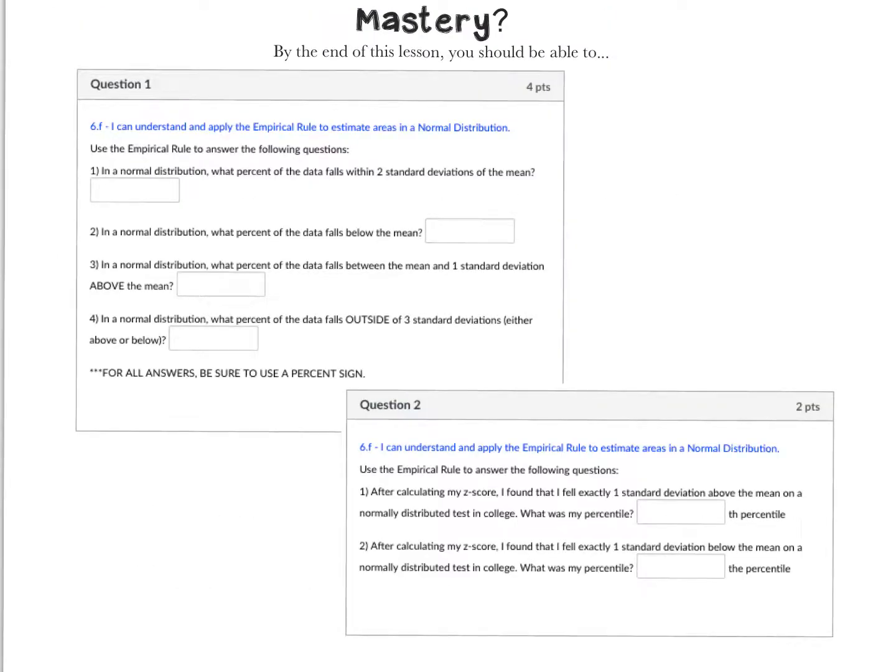By the end of this lesson, you should be able to do these two things: talk in general about the empirical rule, and then apply the empirical rule to find specific values. Our only vocab today is the empirical rule, so let's talk about it.